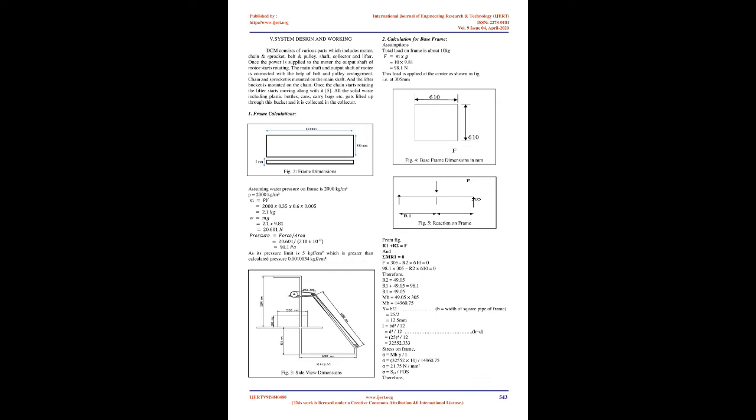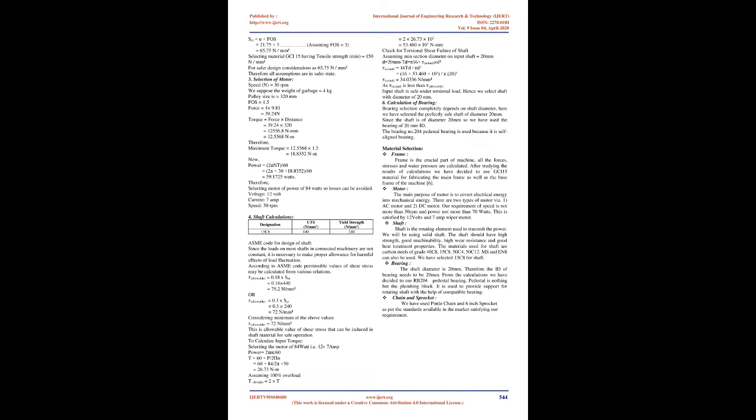5. System design and working. DCM consists of various parts, which include motor, chain and sprocket, belt and pulley, shaft, collector, and lifter. Once the power is supplied to the motor, the output shaft of the motor starts rotating. The main shaft and output shaft of the motor are connected with the help of a belt and pulley arrangement. Chain and sprocket is mounted on the main shaft, and the lifter bucket is mounted on the chain. Once the chain starts rotating, the lifter starts moving along with it. All the solid waste, including plastic bottles, cans, carry bags, etc., gets lifted up through this bucket and is collected in the collector.